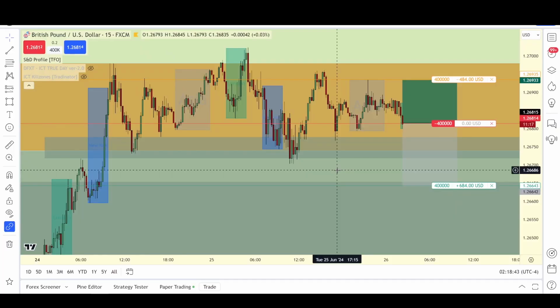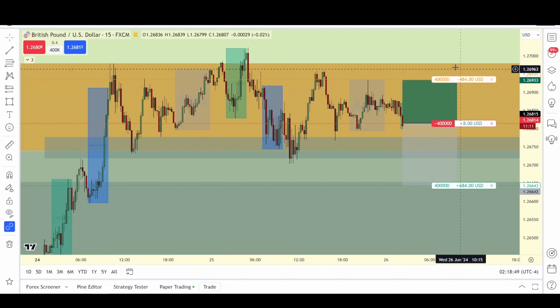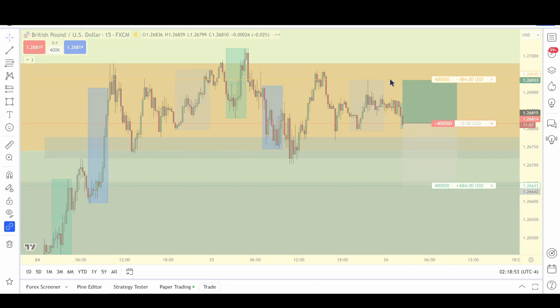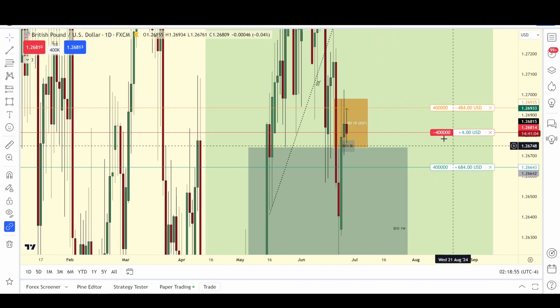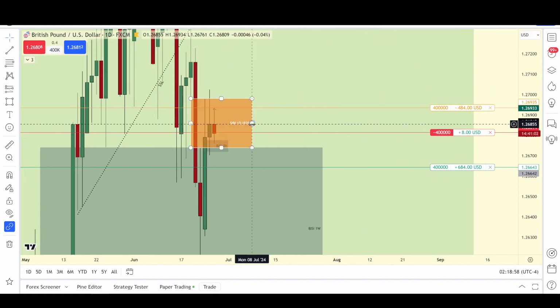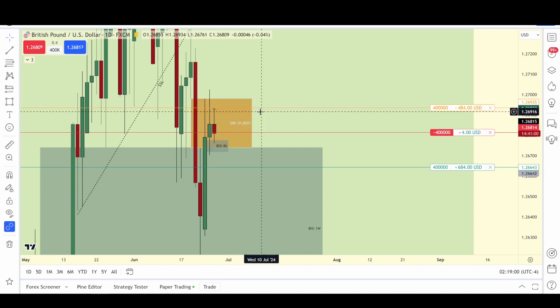Alright, so I've taken this trade on GBPUSD, and I'll show you why and where I'm targeting. So, yep, we had this daily R2F gap.